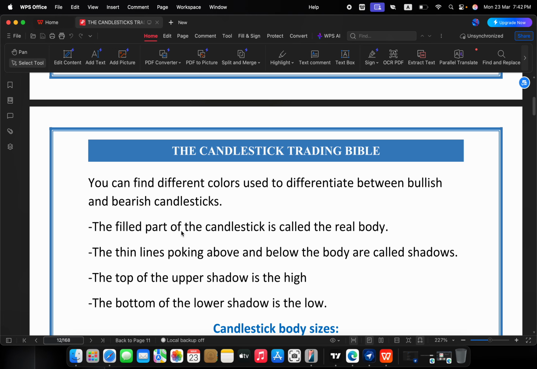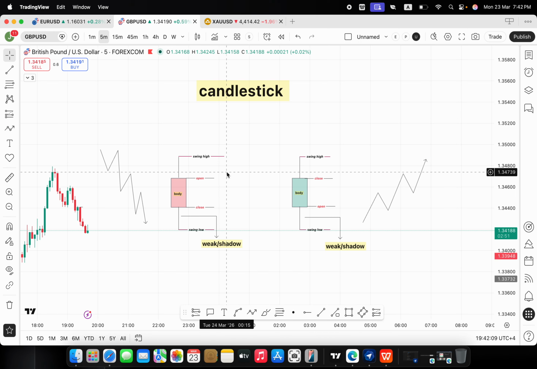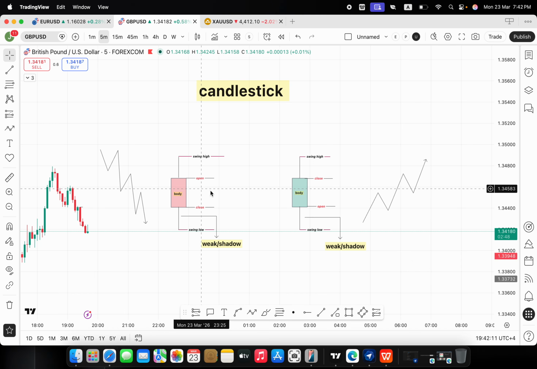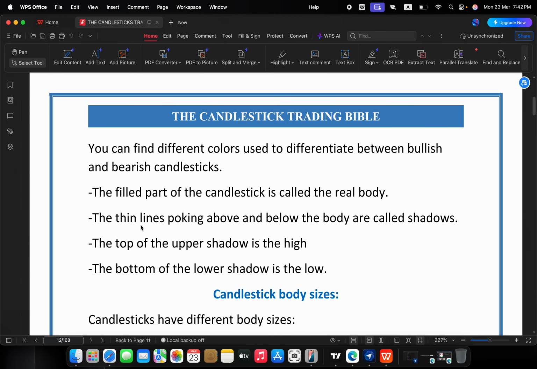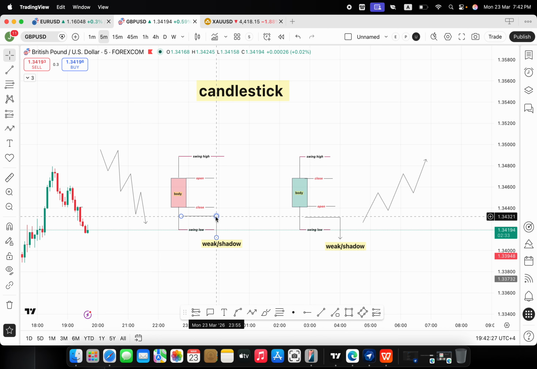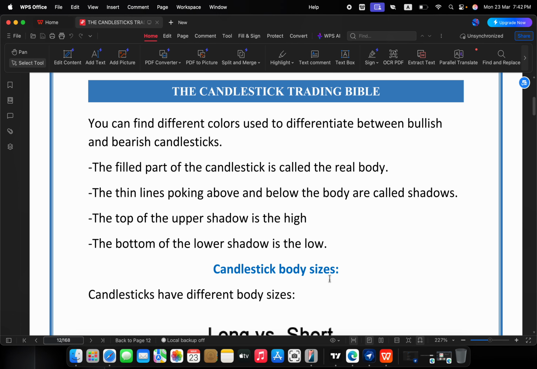The filled part of the candlestick is called the real body. So the real body is this one, okay? This is the real body. Then the lines sticking out above and below the body are called the shadow. This is the one you see here, just like I showed you, called the shadow or the wick, because you'll be hearing from forex traders these terminologies: the wick, the shadow, the body, you know, a lot of things.